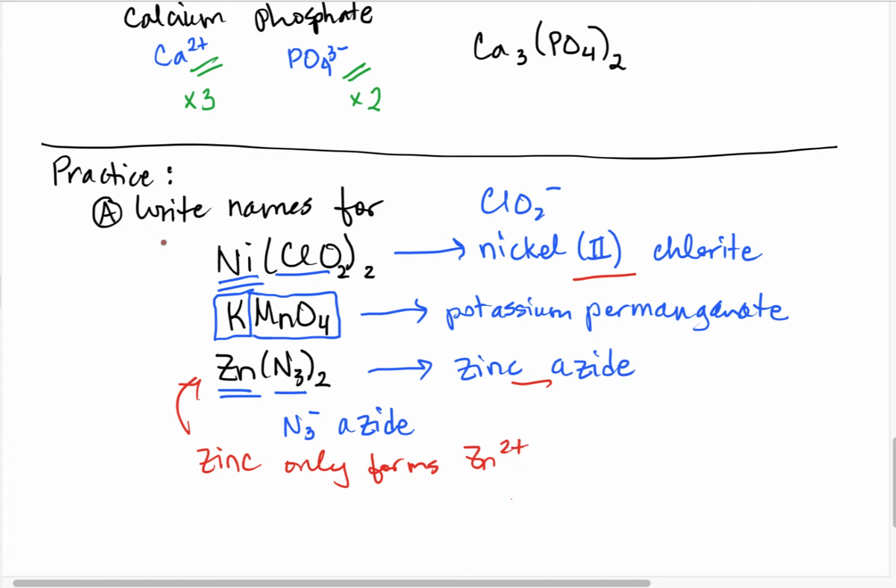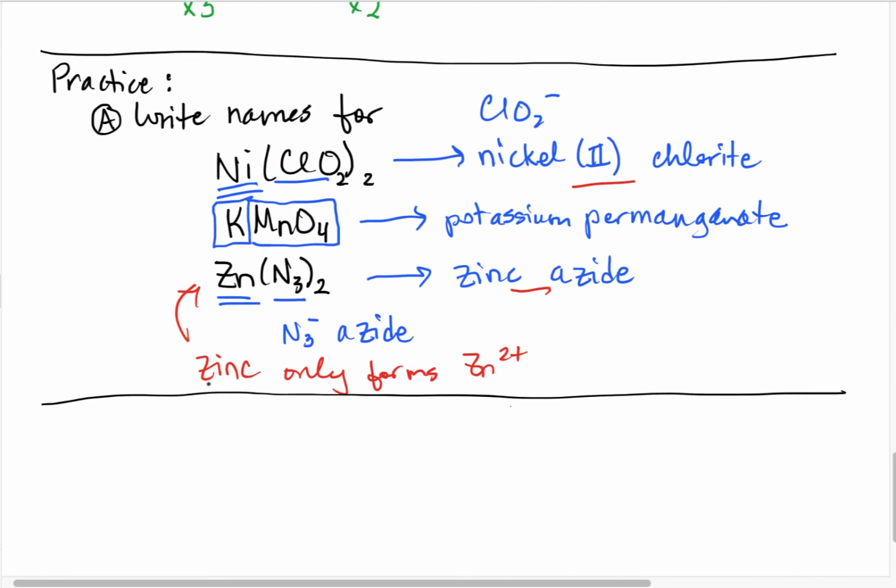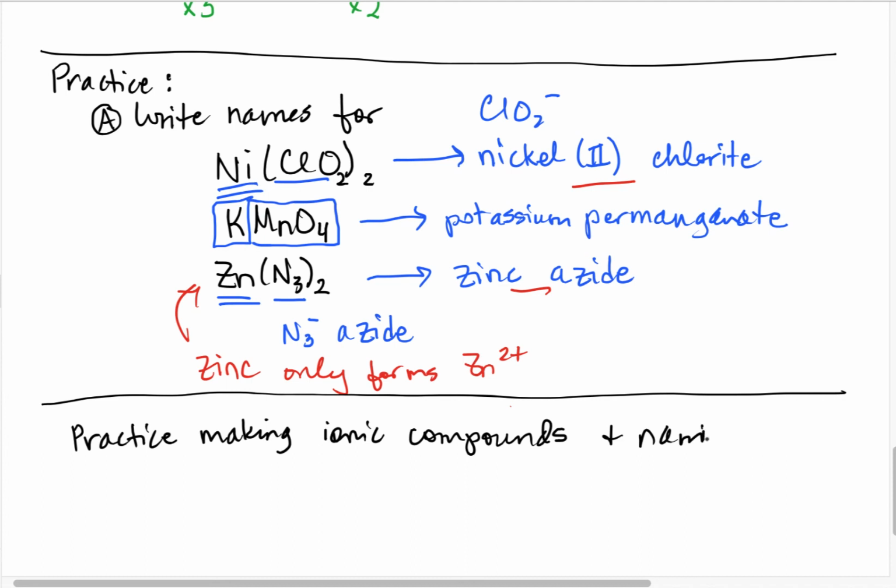Now, what I would like you to do for a little bit more practice when you're done with this video is to practice making some ionic compounds and naming them yourself. So look at those ion lists and pick an anion, pick a cation, and figure out what combination you'd make, and then write out what the name is. And that will be good practice for this.